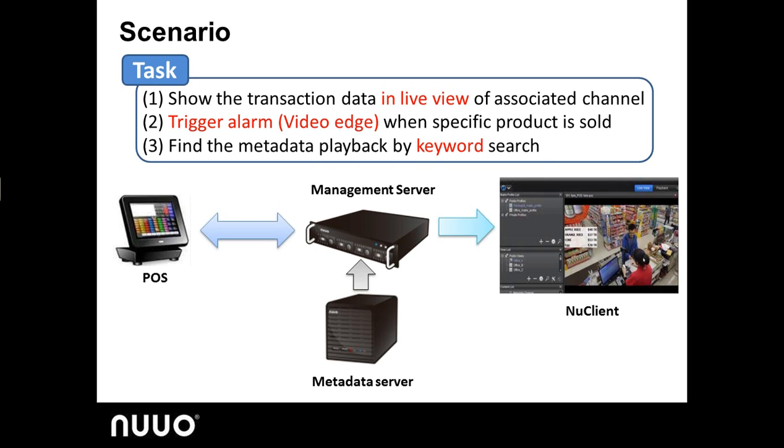As you can see, here's the POS scenario, and there are 3 tasks here. For the first task, we want to show the transaction data in live view of the associated channel. After that, we'll set up the Crystal Titan to trigger an alarm when a specific product is sold. In this case, we select Video Edge for the event trigger action. The next thing is, users should be able to find the metadata playback by keyword search. Well, let's check how to accomplish those tasks.